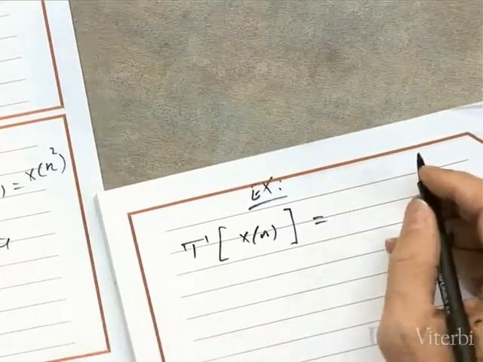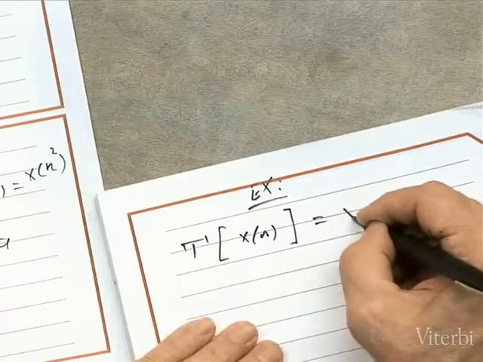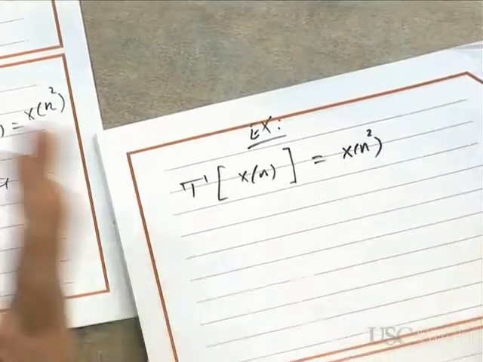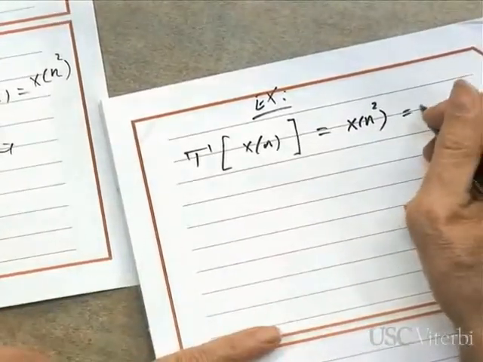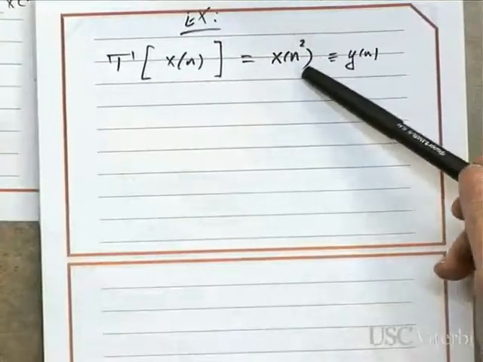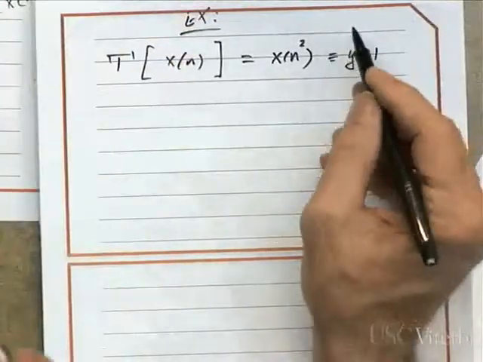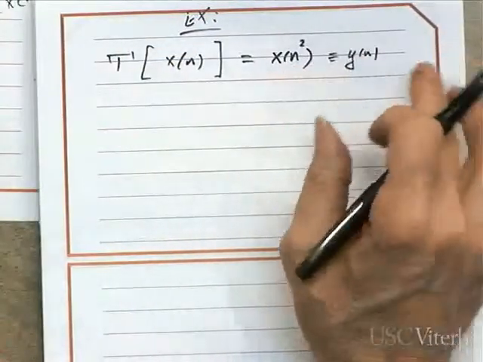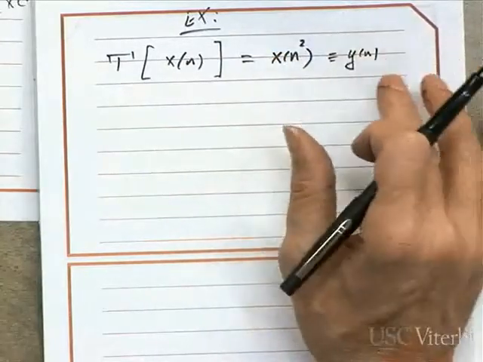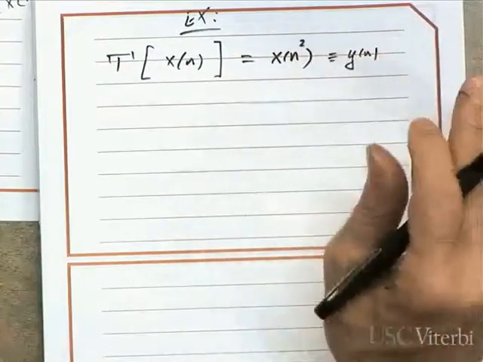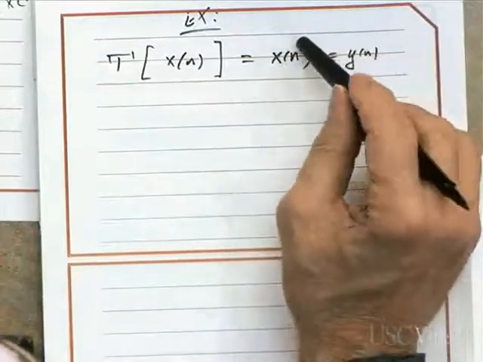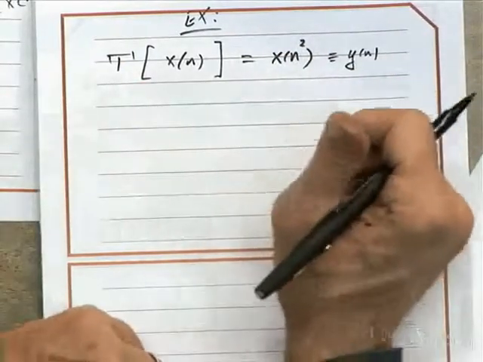Suppose my system maps the input x of n to x of n squared. I will call that y of n. Perfectly valid system. What it's done is stretched time out, so with x of n coming in, my y of n will be x of 1, x of 4, x of 9, x of 16, etc. So it's kind of a weird thing. It's done something to discrete time, it's stretched it or compressed it or something.